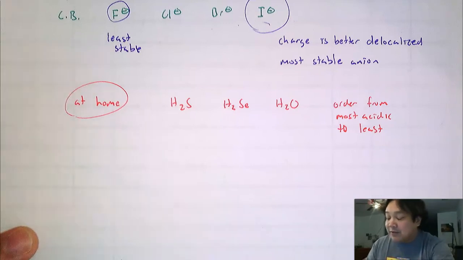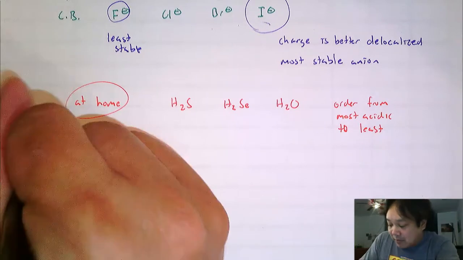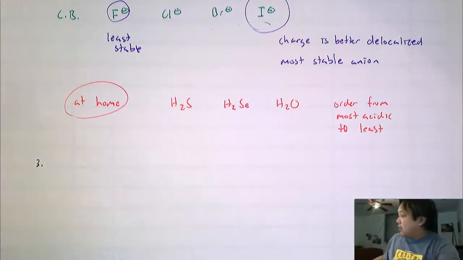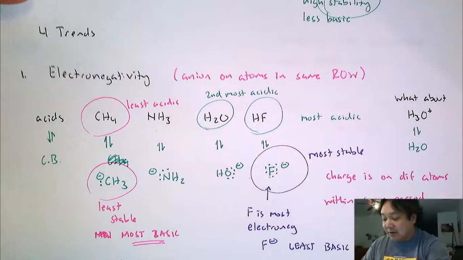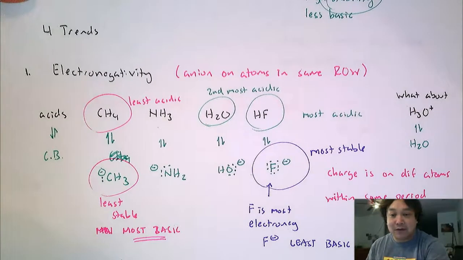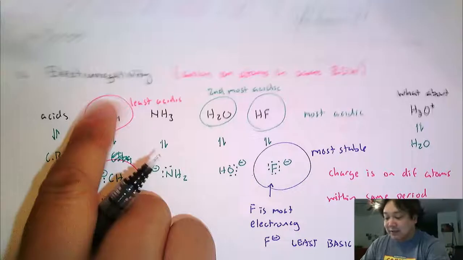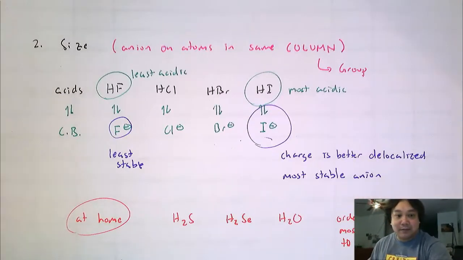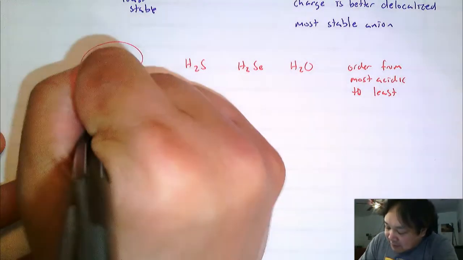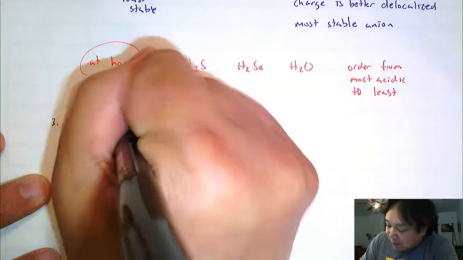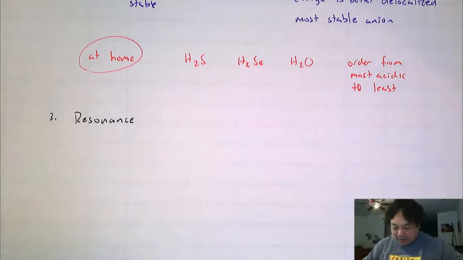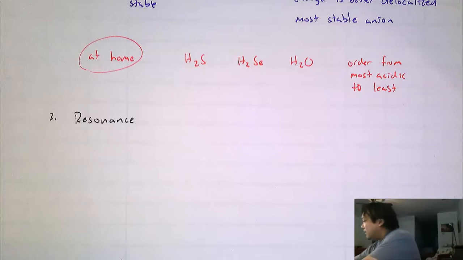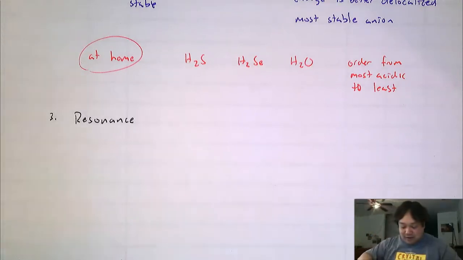You could always verify your answer by looking at the pKa's as well. But what is the goal here? It's to try to order acidity without the need to memorize pKa's. You notice I haven't listed any pKa's so far for the trends, electronegativity, and in this case, size. Number 3, resonance. This is the third out of four. The two molecules that I want to look at are going to be nitric acid and nitrous acid.